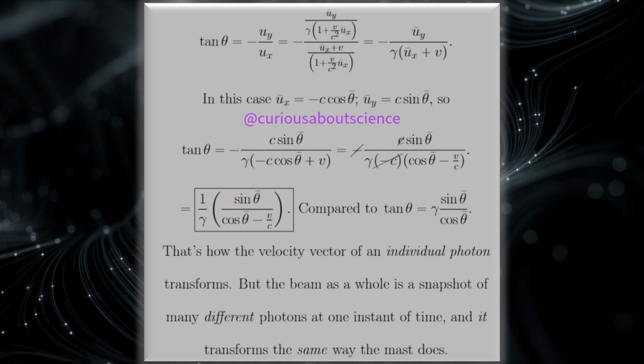Now, if we were to compare that to the tan theta that we found in problem 12.10, then we see that tangent theta was equal to gamma tangent theta bar, which we just broke into sine and cosine bar. That being said, that's how the velocity vector of an individual photon transforms. But the beam as a whole is a snapshot of many different photons at one instant in time, and it transforms the same way the mast does.